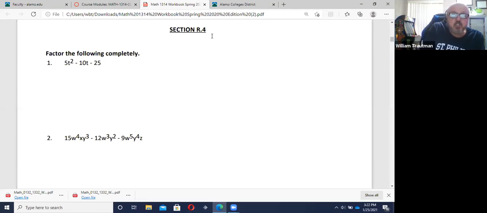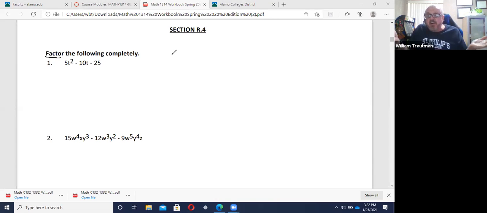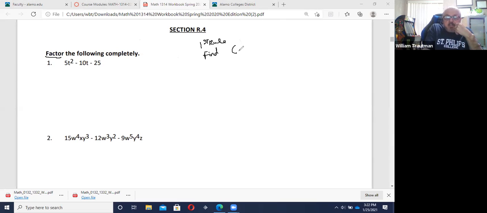So the first rule of factoring, and by the way, all these problems are going to be factoring. Another word for factoring is divide. You are dividing this out. It kind of looks weird, but we are dividing this out, factoring. The first rule of factoring is find a greatest common factor, greatest common factor.